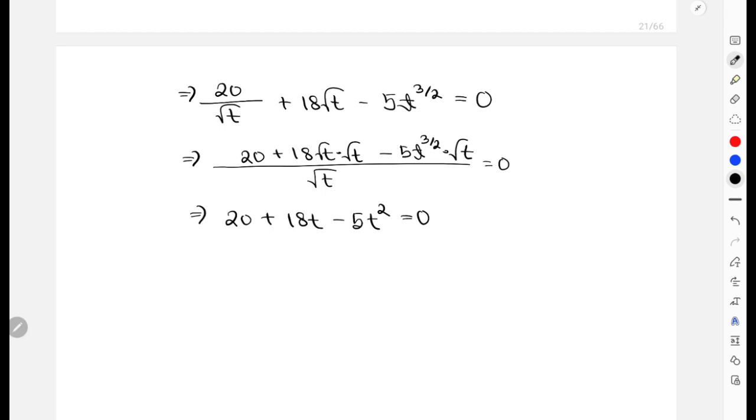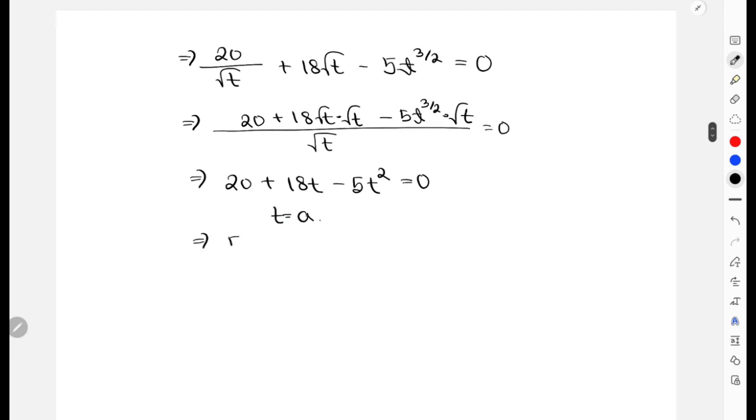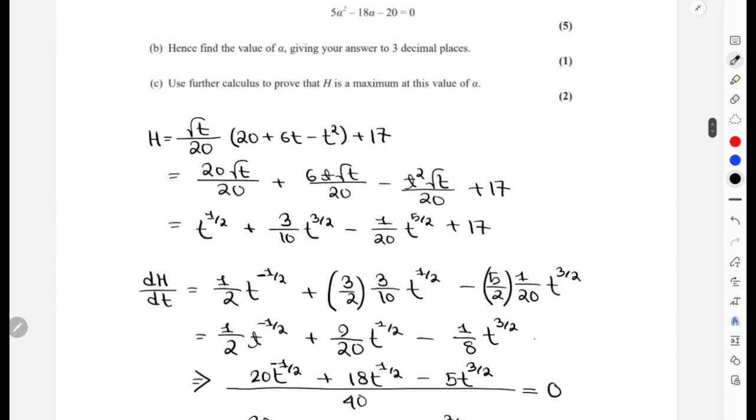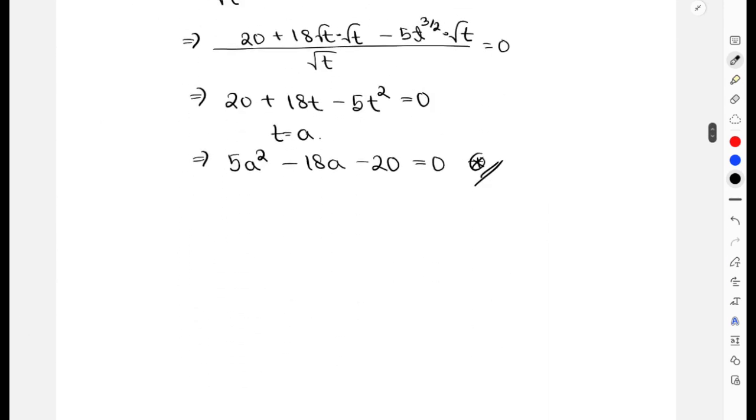Now, I already know this was only possible for when the value for t was a. So, I'll just substitute that in the equation, which will make it 5a square minus 18a minus 20 equals 0, because I want to make that a square positive. And this is the final format. After this, if we go back, now you need to find out the value for a, giving your answer to 3 decimal places. That means we can clearly understand at this point you have to use your formula method for the middle term factorization.